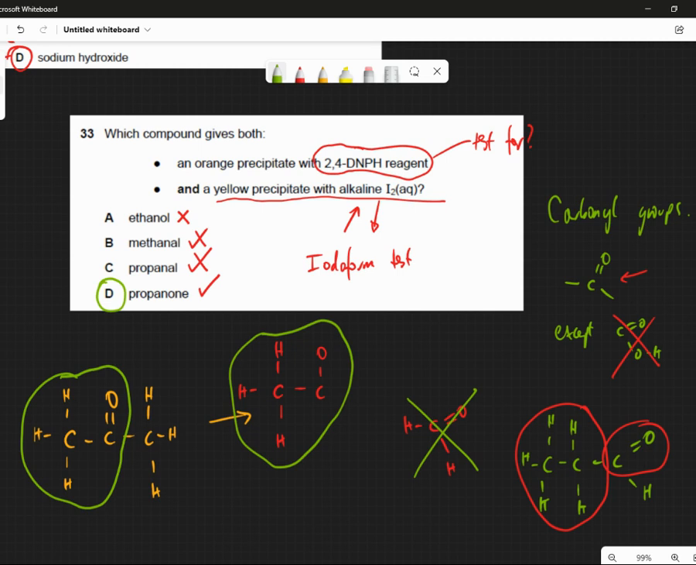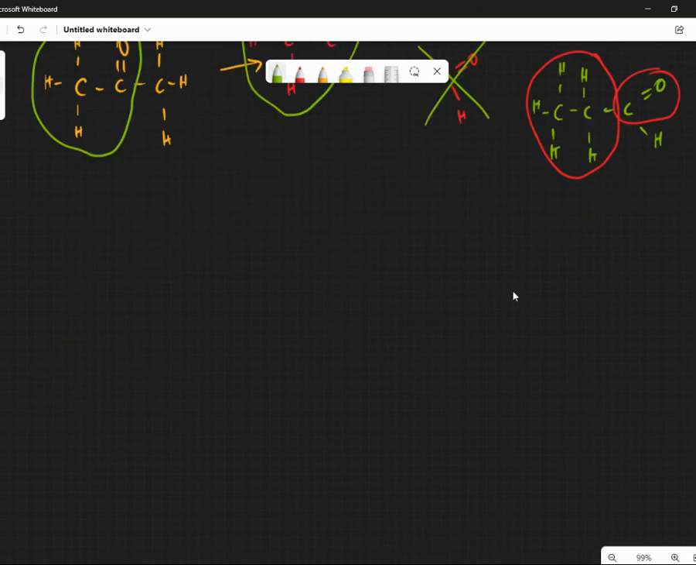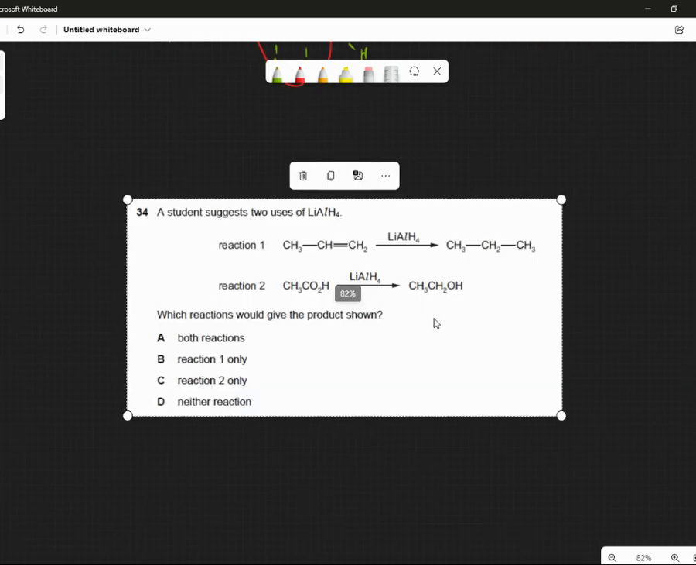Any questions there? That one's not too hard, but again, you've got to know what the iodoform test is, and also you've got to know what 2,4-DNPH does. Okay, let's have a look at the next one. Next one is 34. Hopefully they're not getting harder, like they used to in the old days.